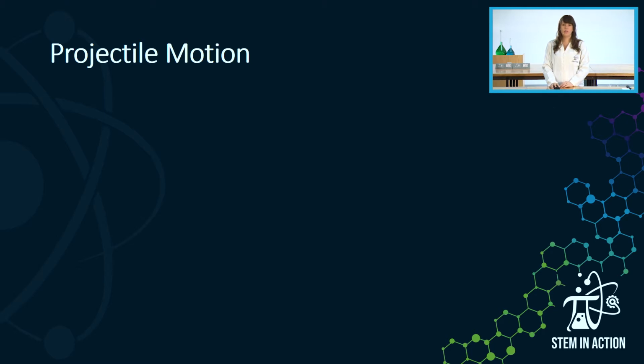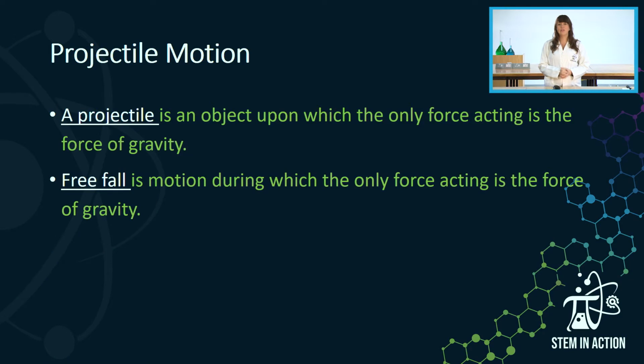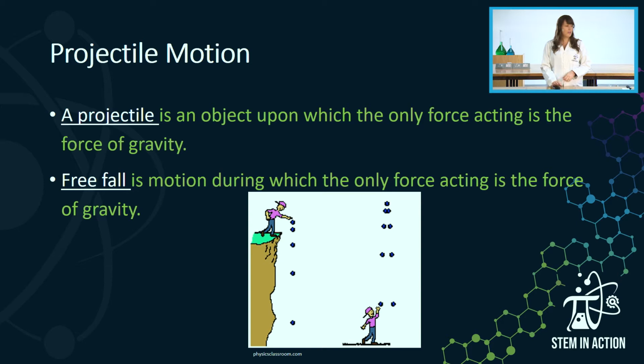What is projectile motion? A projectile is an object upon which the only force acting is the force of gravity. Freefall is motion during which the only force acting is the force of gravity. If we have a look at our little picture there, we can see that whether you are dropping an object off a cliff or you're tossing something up and down, when that object is moving through the air, the only force acting on it is the force due to gravity, and so that is a projectile, and we are dealing with projectile motion in both those situations.